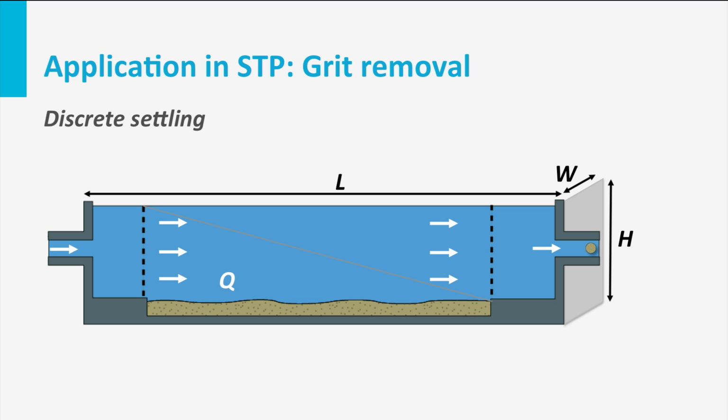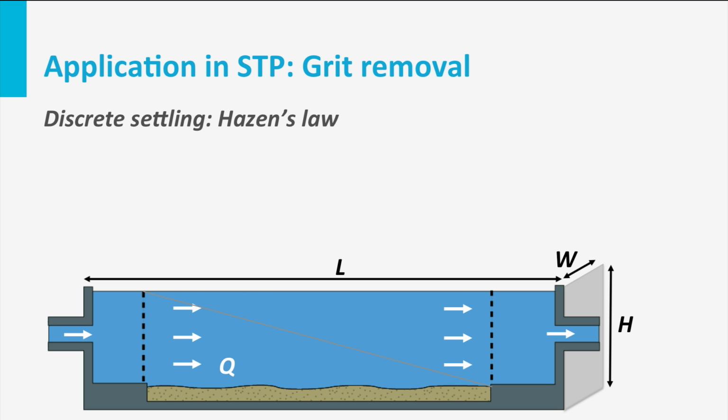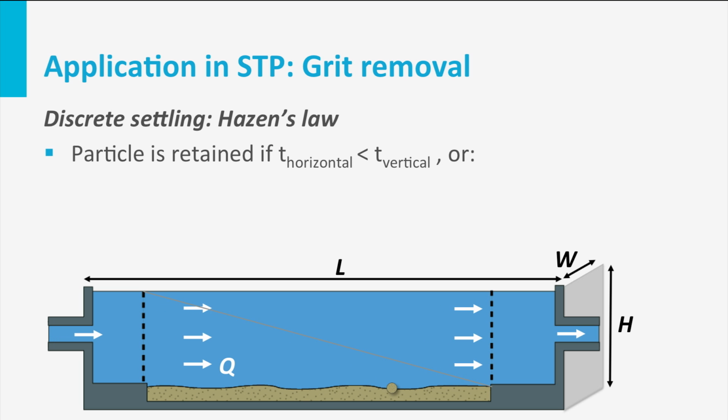Oops, what do you see? The tank is apparently too small. One more try, with another particle and a proper settleability and appropriate flow rate. A particle with discrete settling is retained in the grit chamber when the time required for vertical settling is less than the time that the particles take to flow to the end of the tank.